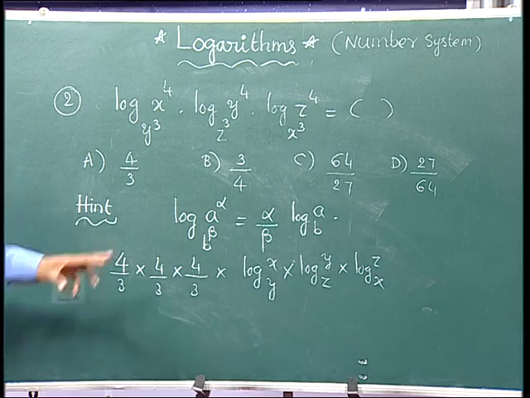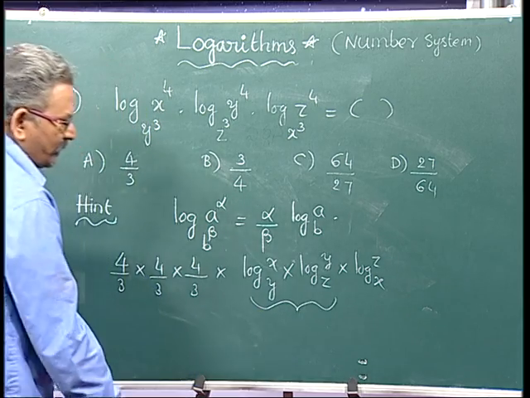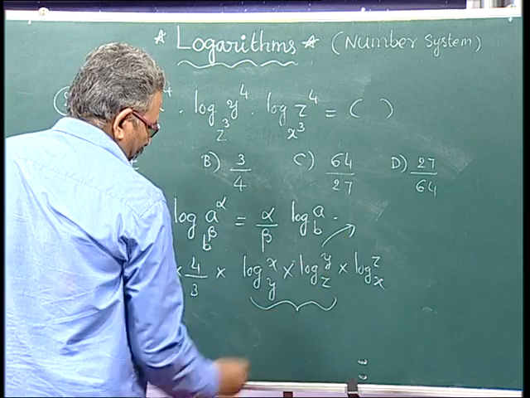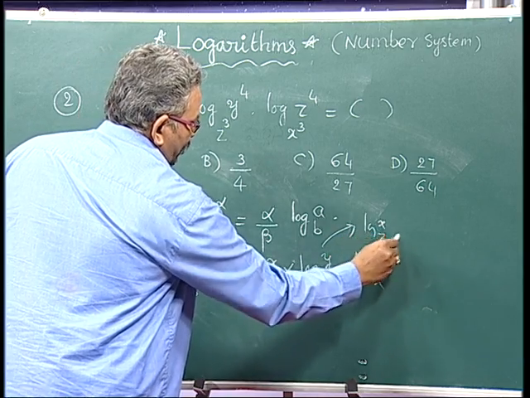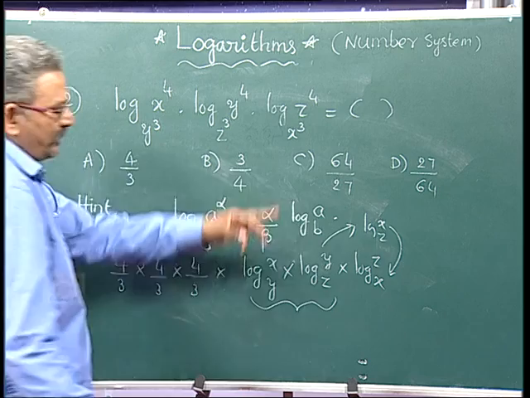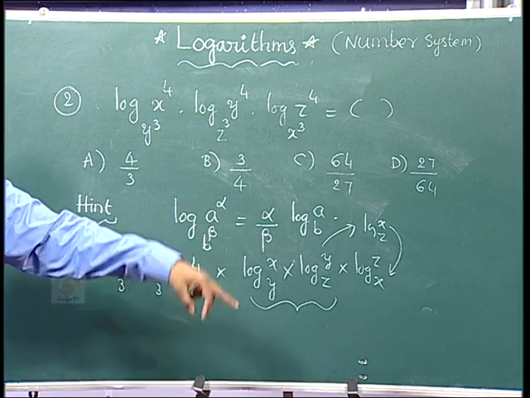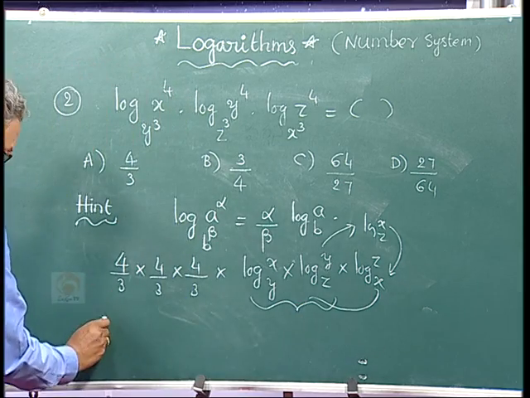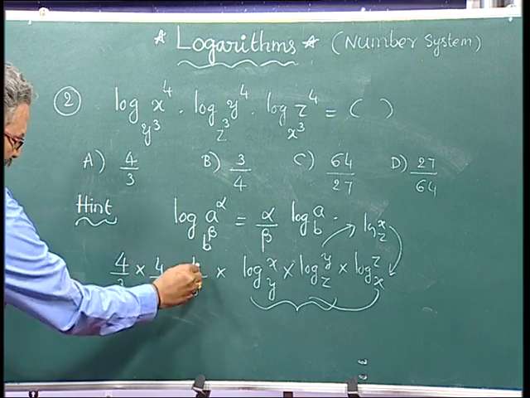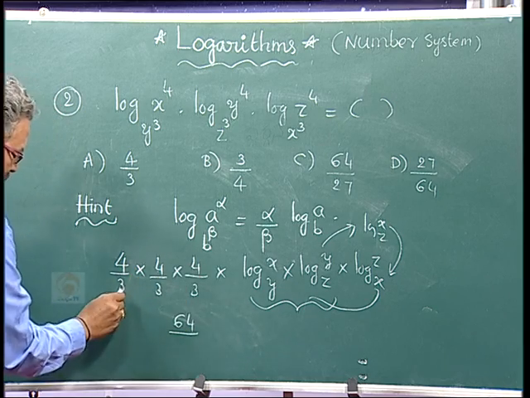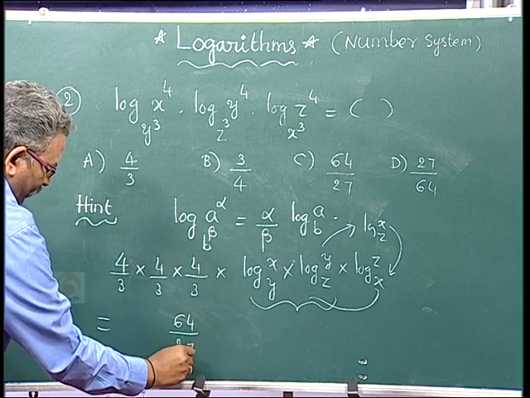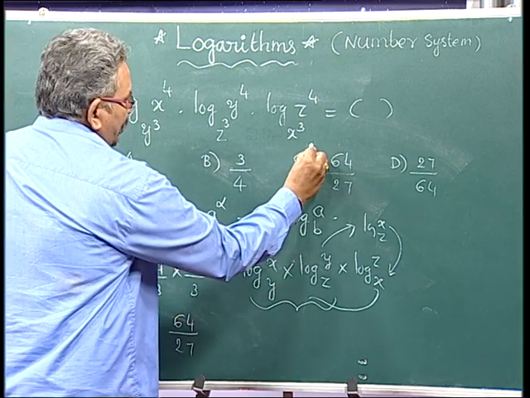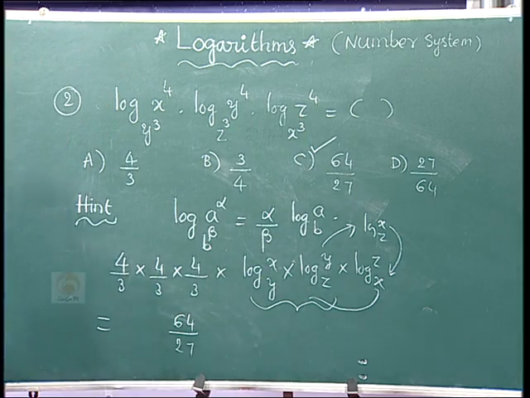Here see, so now apply the change of base rule. This becomes log x base y times log y to the base z, which is nothing but log x to the base z. If you multiply log x base z by log z base x, you get 1. So, that means total this becomes 1. So, this equals 4 into 4 is 16, into 4 is 64, by 3 into 3 is 9, into 3 is 27, into 1. So, 64 by 27, which is the right option? Yes, C will be the right option.